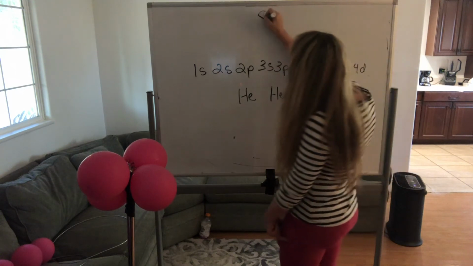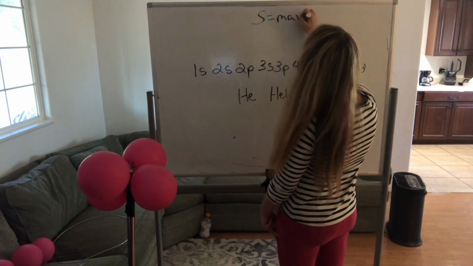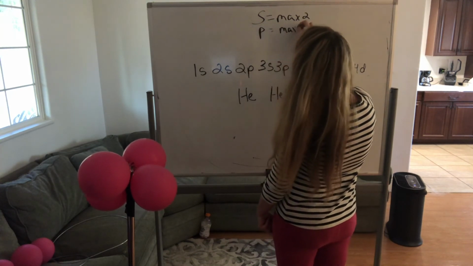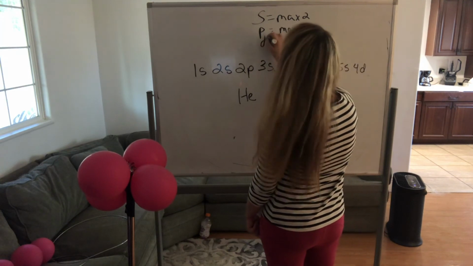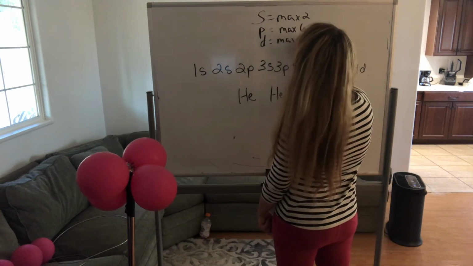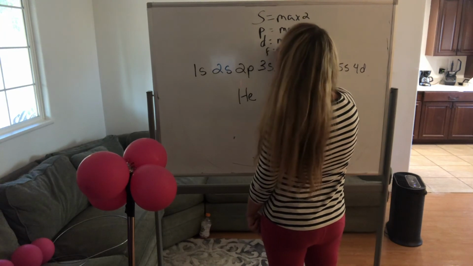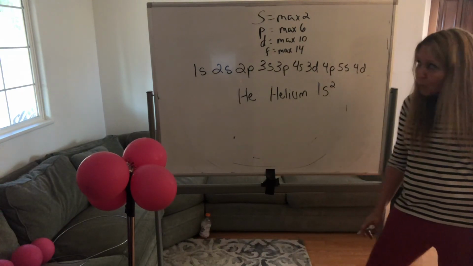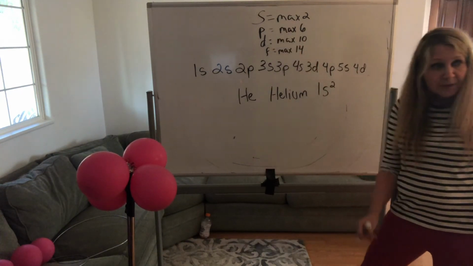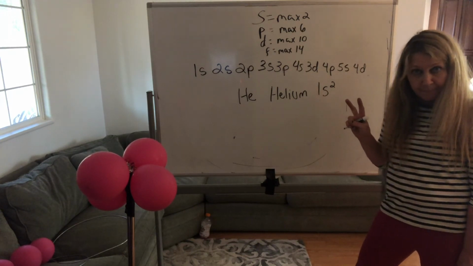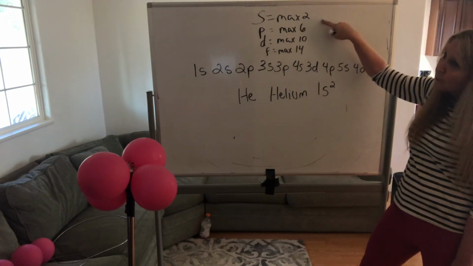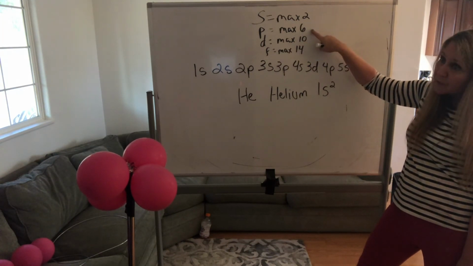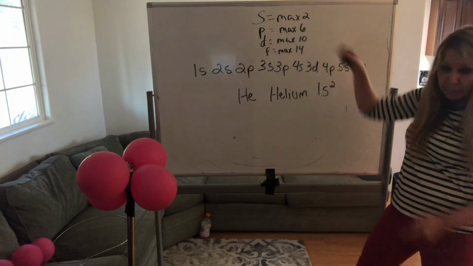And remember, S sublevels take a maximum of 2. P sublevels, maximum of 6. D sublevels, maximum of 10. And F sublevels, maximum of 14. Orbitals inside these only take a maximum of 2 electrons. So there's 1 orbital in the S sublevel. There are 3 orbitals in the P sublevel.